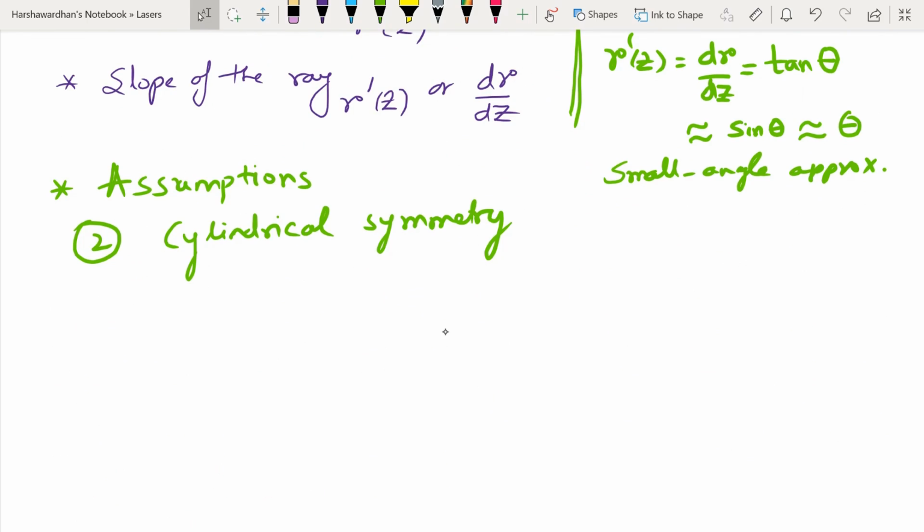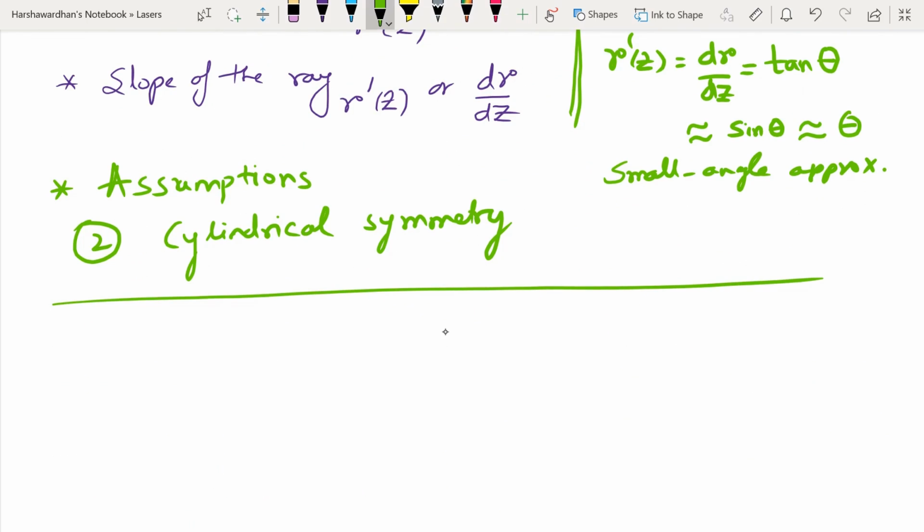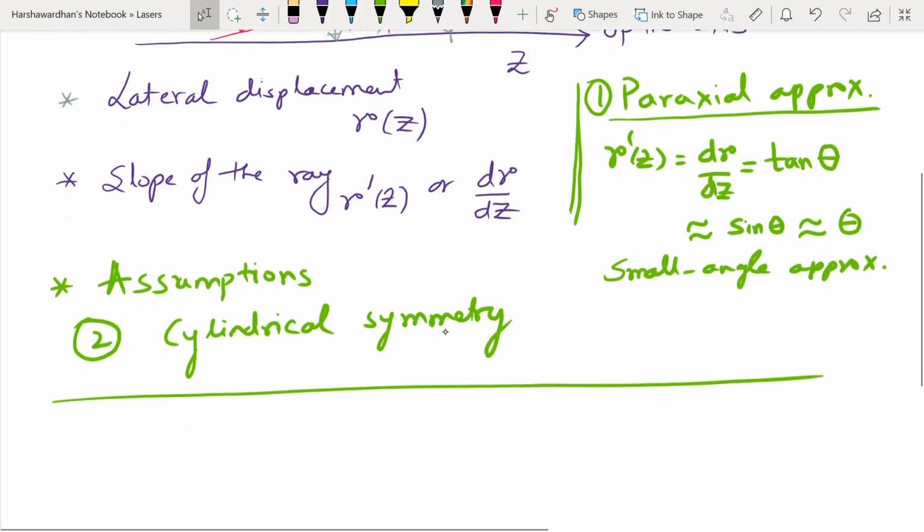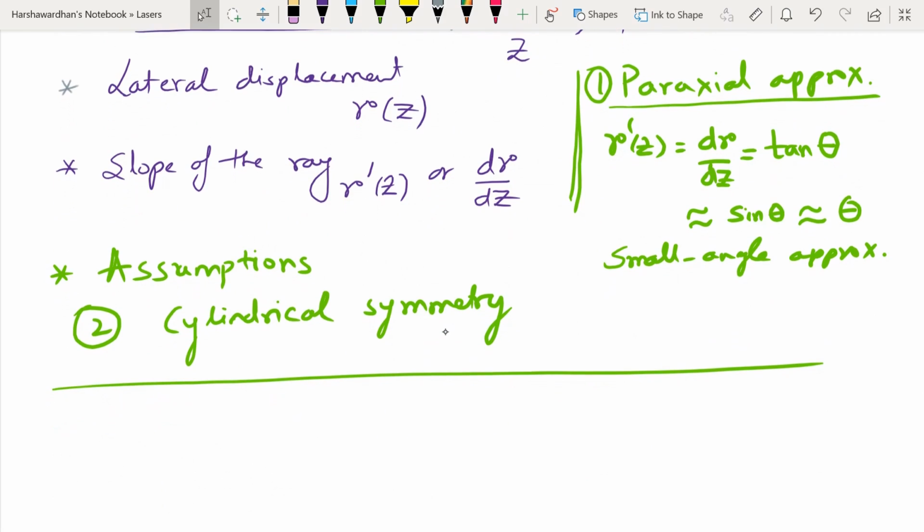So given that these are the assumptions made, now let us go ahead and first get a feeling for these two numbers. So R is clearly telling you this radial distance from the optic axis, lateral displacement, okay? Because it's cylindrical symmetry, when it's talking about a radial displacement from the axis, it is not from a point, but from an axis. The second important thing is that if R prime of Z is positive, right?